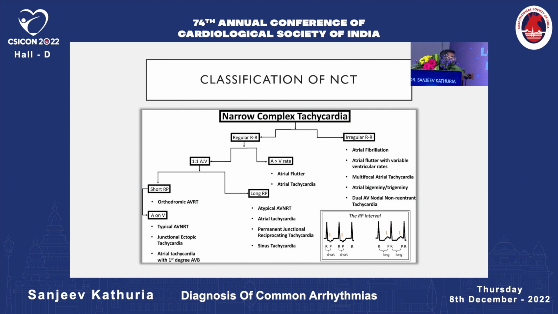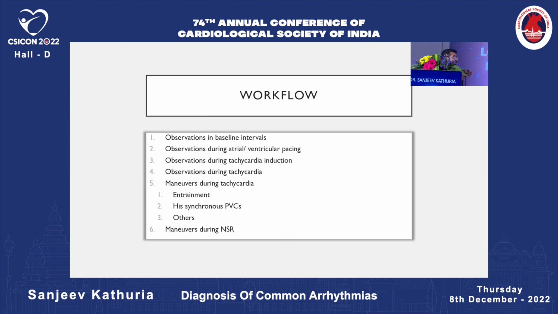In a short RP, you can think of an orthodromic tachycardia. If you have an A on V, then for all practical purposes, we are thinking of typical AVNRT or a junctional ectopic tachycardia. In the same vein, if you have a long RP, we are thinking of atypical AVNRT, a PJRT, or an atrial tachycardia. So I want everybody to focus on the short RP and the long RP part because that really constitutes the major part of this lecture.